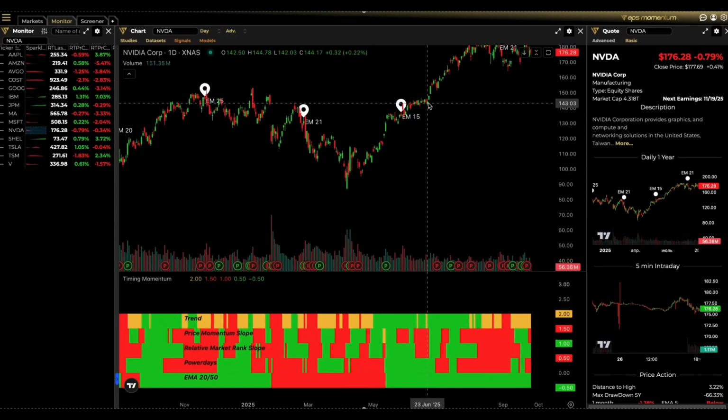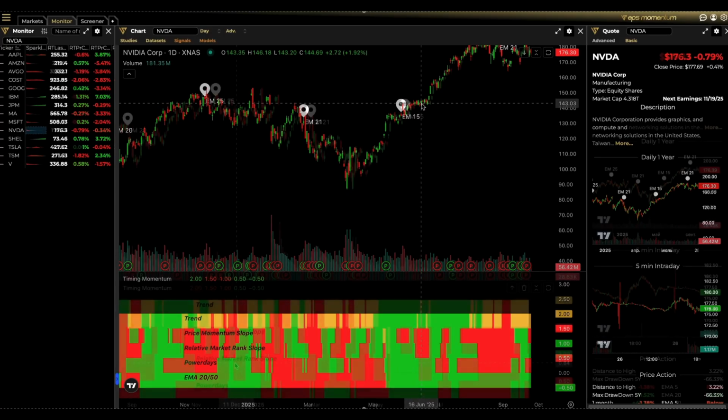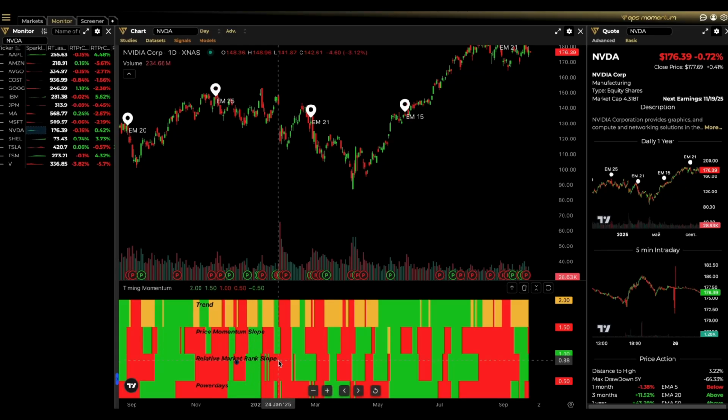Here, we can see the price gaining speed as it rallies, then slowing for a short period before continuing the uptrend. Next, we look at the relative market rank.